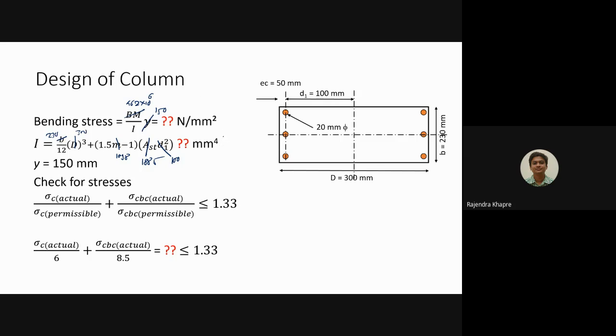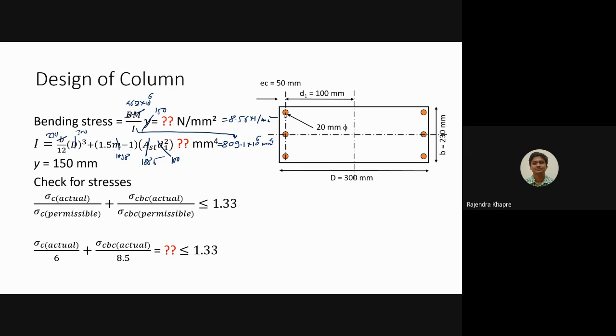Tell me in decimals. 80. Yes. Yes. 6 millimeter to the power 4. Okay. So how much is the bending stress now? So this I value you have calculated over here. How much is the bending stress? 8 point. This is Newton per mm square.